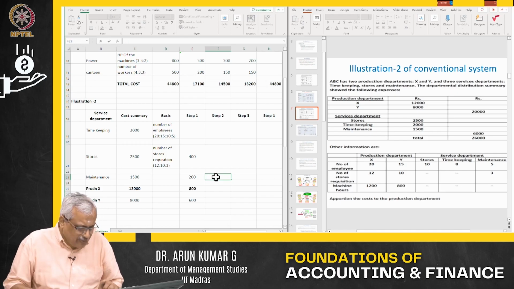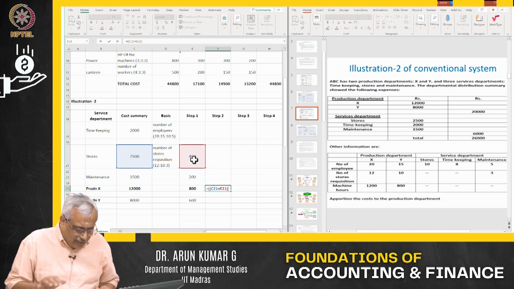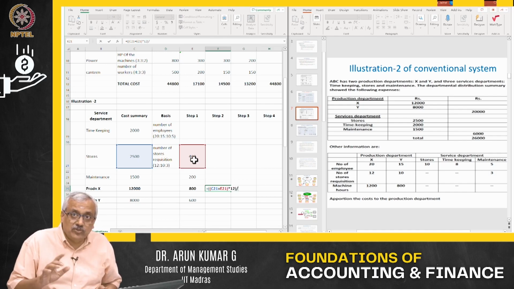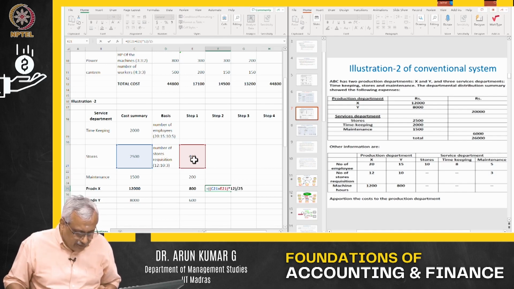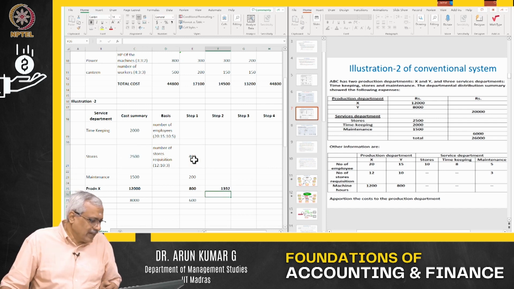So, let us start with production department X itself. The amount that I have to allocate is this plus this, and that is to be multiplied by what? 12, and divided by how much? 12 plus 10 is 22, 22 plus 3 is 25, and that is what is to be allocated. 1392 is the amount that is allocated to production department X.